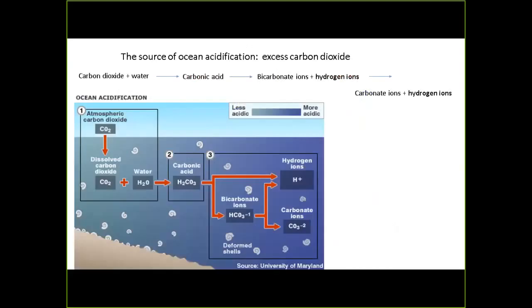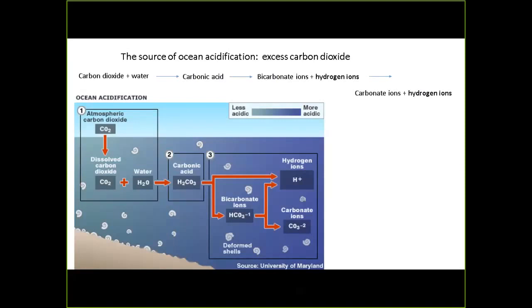There they are. So you have carbon dioxide dissolved in water. You get carbonic acid. The carbonic acid dissociates to form bicarbonate ions, and hydrogen ions. And the bicarbonate ions can further dissociate to release more hydrogen ions and carbonate ions. So it's the result of carbonic acid formation that eventually gives you these hydrogen ions. Okay.